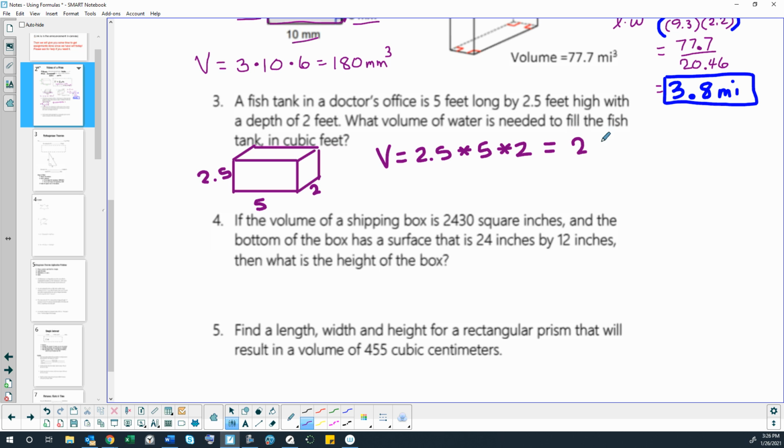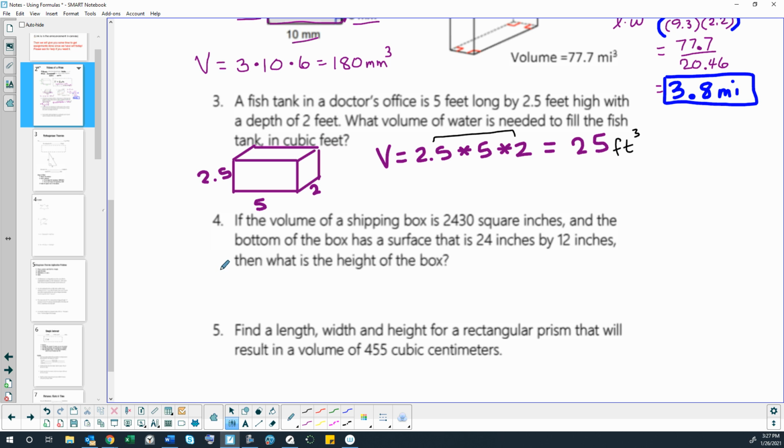I actually did that calculation in my head pretty easily because the order we multiply in doesn't really matter. So if you think about it, 2.5 times 2 is 5. And then if you multiply by the 5, you get the 25. So that is in cubic feet. 25 cubic feet of water.